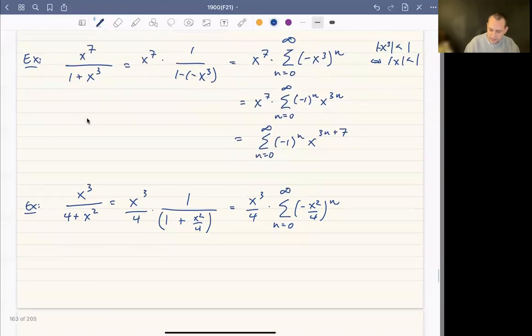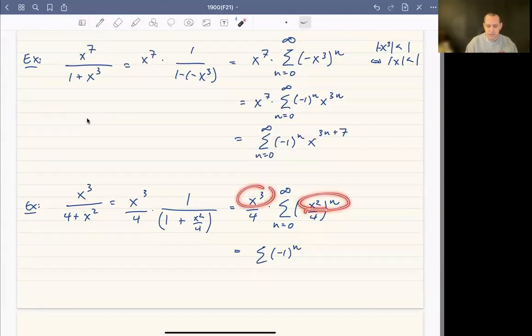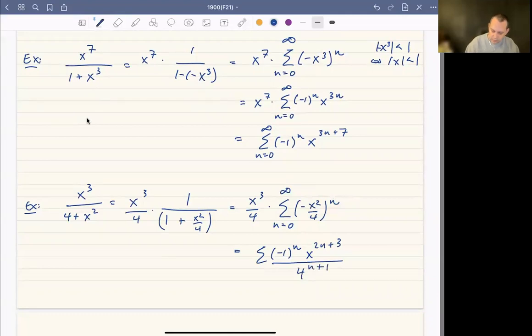And again, we can simplify that a little bit. We're going to have negative 1 to the n. We're going to have an x to the 2n, which times this x cubed is going to be x to the 2n plus 3. And then we're also going to have a 4 to the n times 1/4, so it's going to be divided by 4 to the n plus 1. I think that's about as complicated as these get. And this is going to be valid whenever the absolute value of x is less than 1. So that's going to be our power series representation of this function.